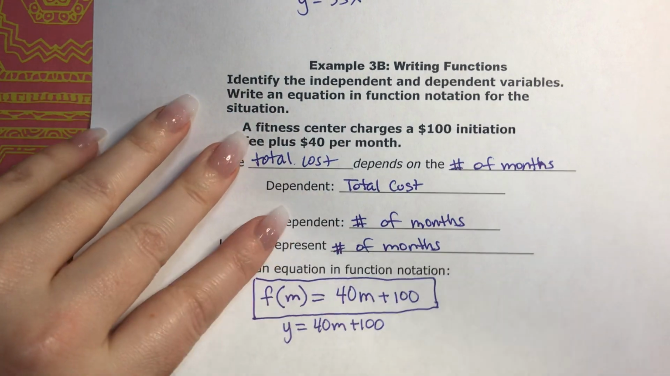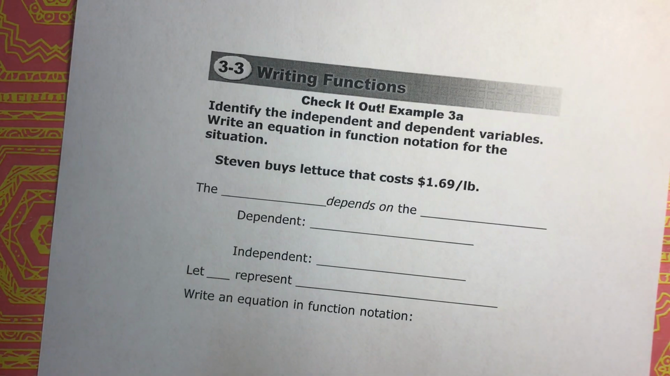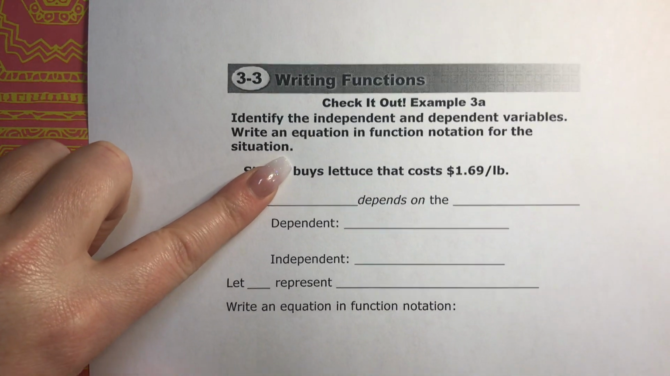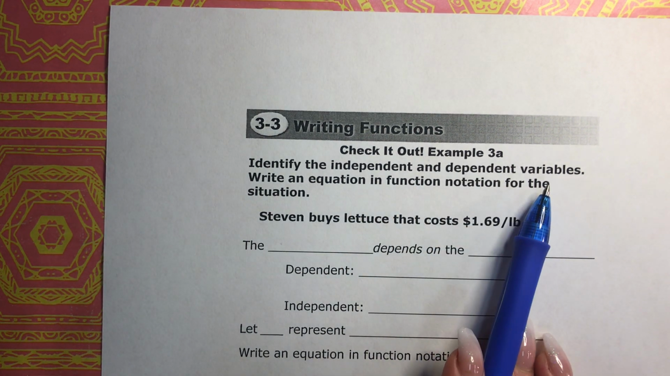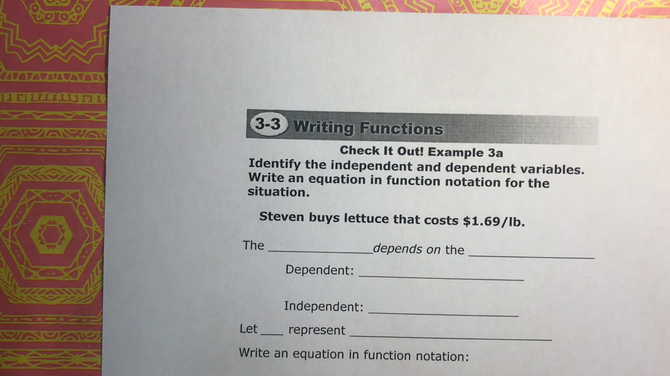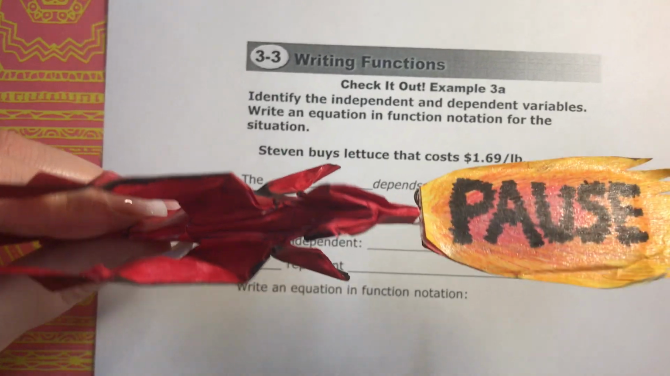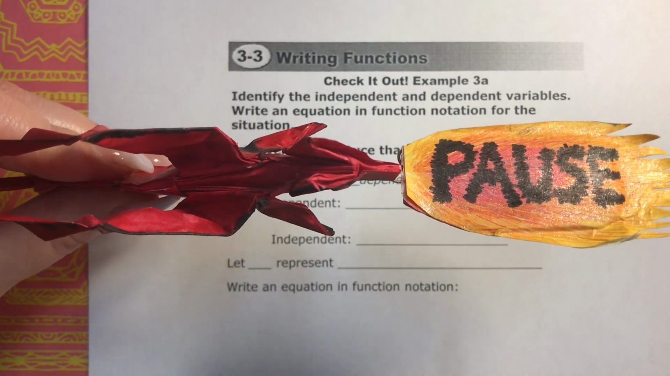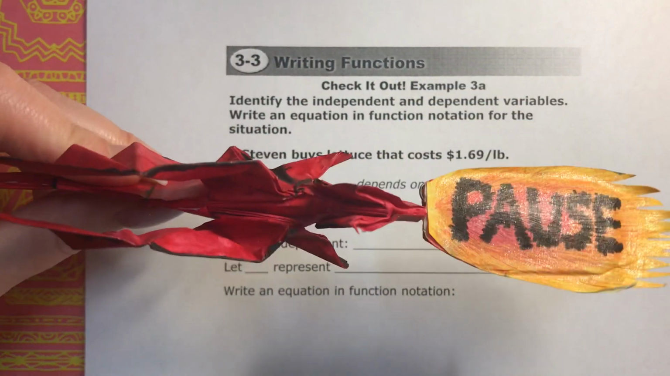All right, so now it is your turn to check it out for 3A and 3B. So I want you to go ahead and try to find the independent variables and write an equation in function notation. So for both of those examples, here's my friend the pause dragon, to remind you to pause your device, go ahead and work out 3A and 3B, and when you get done, press play and we'll go over the answers together.